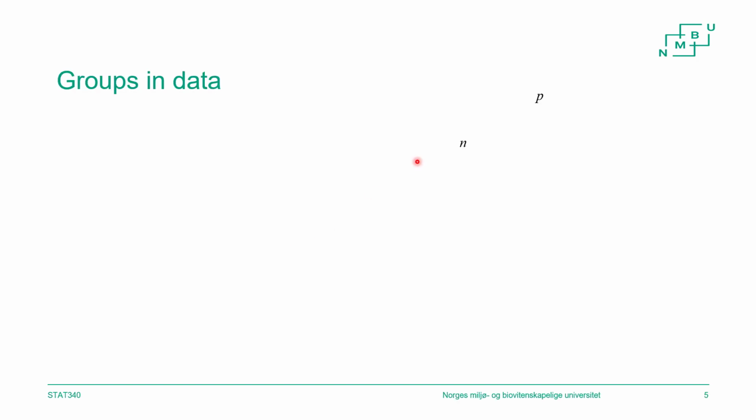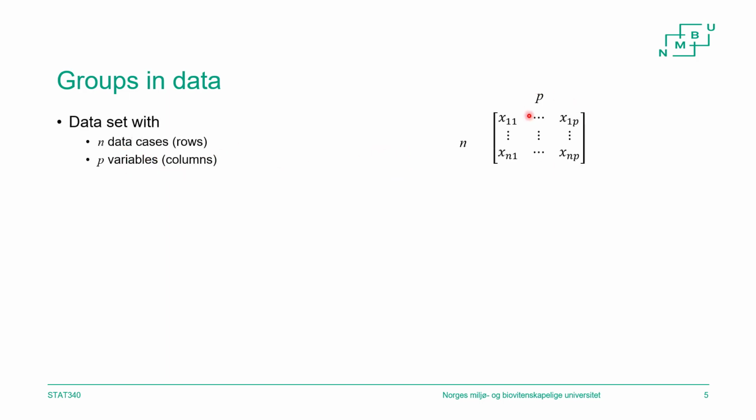So, groups in data. A data set has n data cases and p variables, right? And here they are.